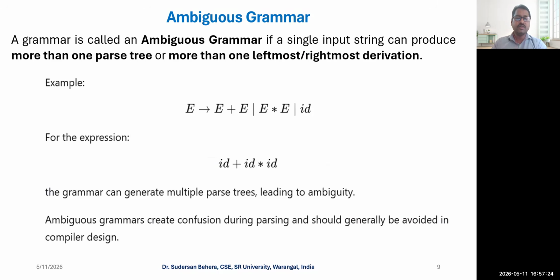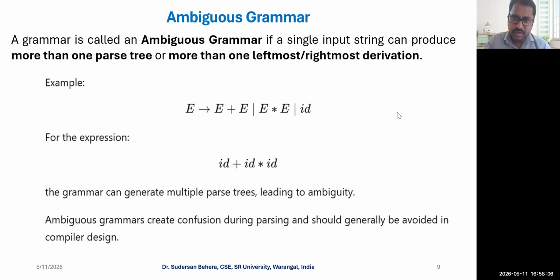You can read this example, the same example we took here: three productions, E derives E plus E, E derives E into E, and E derives ID. The grammar can generate multiple parse trees, for leftmost derivation as well as for rightmost derivation. Or you may say a grammar which can produce more than one parse tree, or more than one leftmost or rightmost derivation, is called an ambiguous grammar.